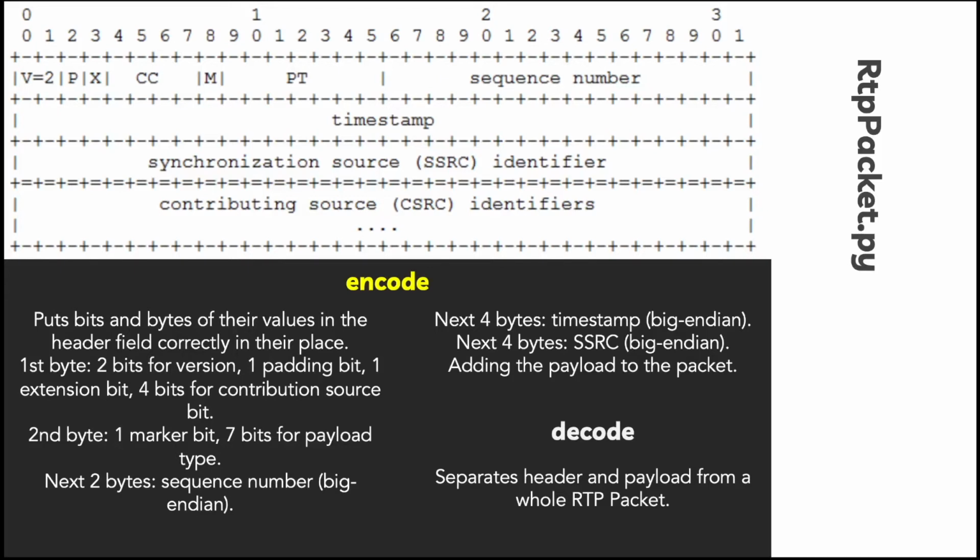And there is the decode method. Now this method contains only 2 lines to separate the header and the payload from a whole RTP packet. Also, there are other methods, but they are just helper methods to get the value of a specific field or the header, or to get the payload. So we do not need to worry about this, as they are all already implemented.